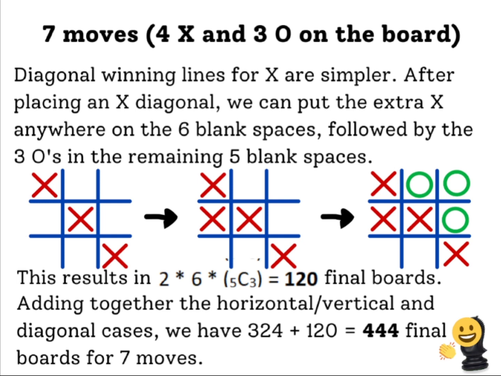Diagonal winning lines for x are simpler. After placing an x diagonal, we can put the extra x anywhere on the 6 blank spaces, followed by the 3 O's in the remaining 5 blank spaces. This results in 2 times 6 times 5 choose 3 equals 120 final boards. Adding together the horizontal or vertical and diagonal cases, we have 324 plus 120 equals 444 final boards for 7 moves.